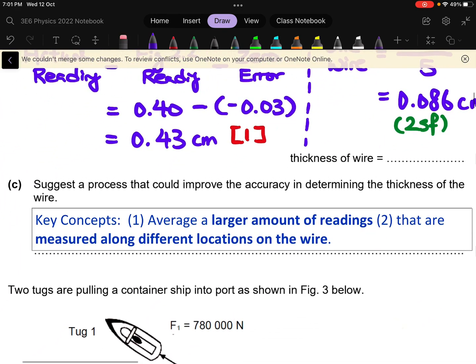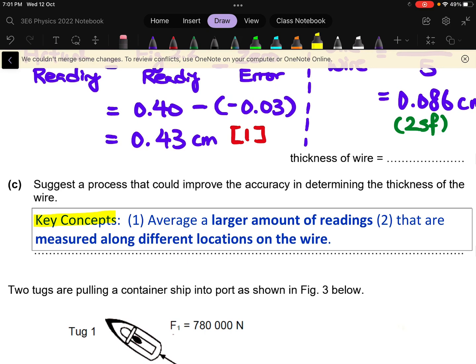For part C, I have gotten many good answers. However, because many of you are giving me very good answers, the demand of our answer key has to increase so that we can differentiate who are the stronger candidates and who are the weaker ones. So because of that, we would like your suggestion to consist of these two key concepts. So what are the two key concepts?